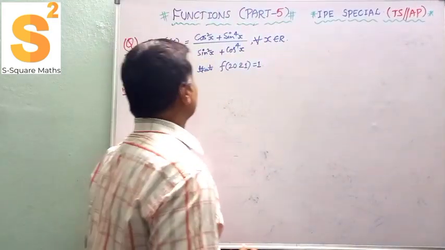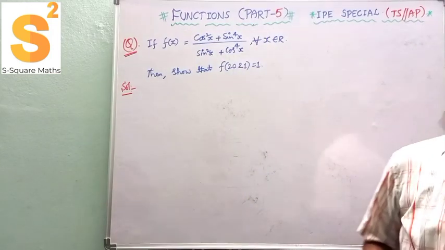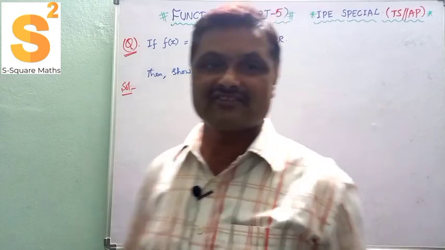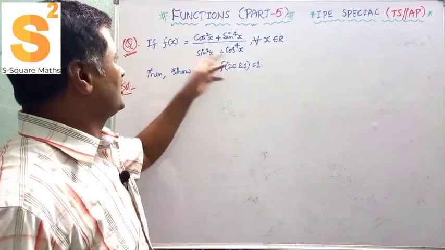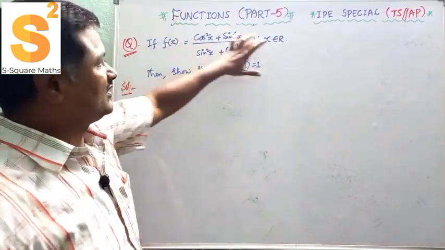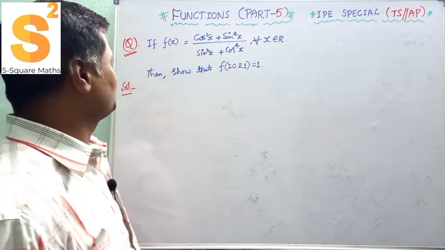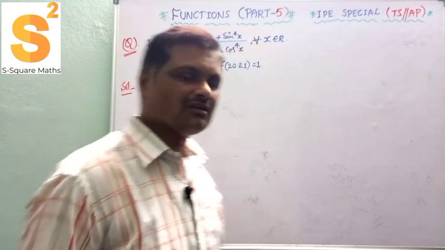Now I am going to explain a very interesting problem. Here f of x is defined as cos square x plus sin power 4x by sin square x plus cos power 4x, for all x belonging to real numbers. Then we have to show that f of 2021 is equal to 1. So let us go through the problem now.